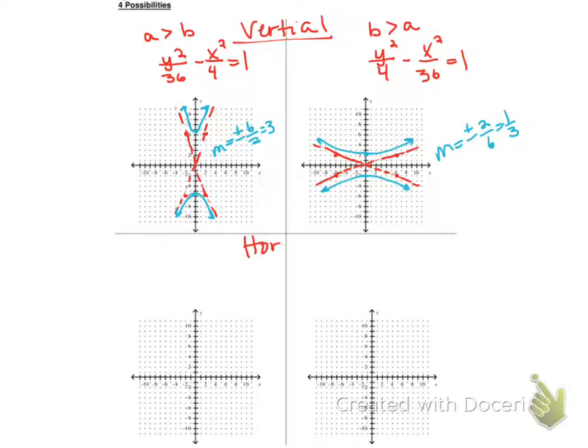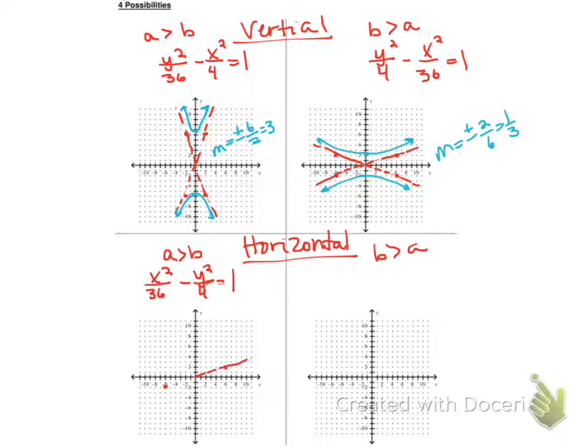Okay, now we're going to do the same option with horizontal. A can be bigger, or B can be bigger. Okay, if A is bigger, X would still come first because now it's horizontal. So the slope of my lines now is B over A. So up 2 over 6. So this is going to make a horizontal hyperbola. Okay, but the box is still long and short and fat.